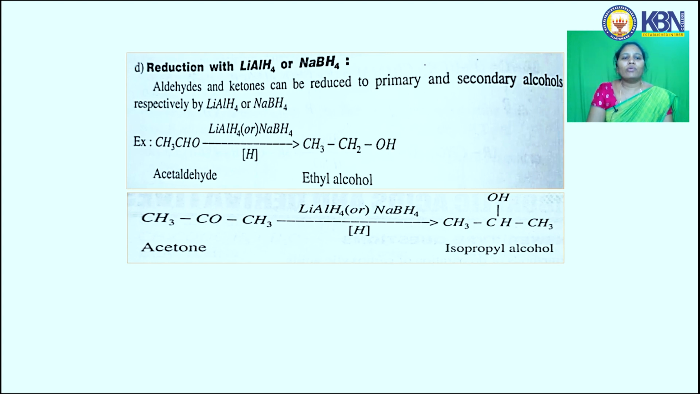So here I have taken the example of acetaldehyde. By reducing acetaldehyde in the presence of lithium aluminum hydride as a reducing agent, it is simply converted into alcohol by the addition of hydrogens. In the same way, acetone is converted into isopropyl alcohol by the addition of hydrogen.